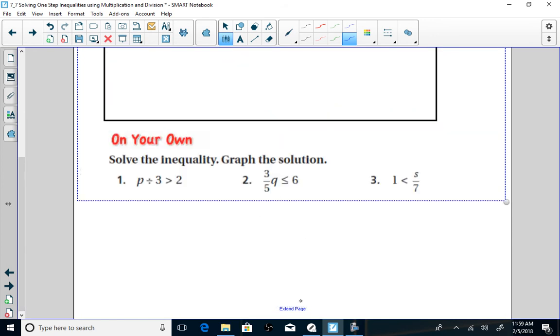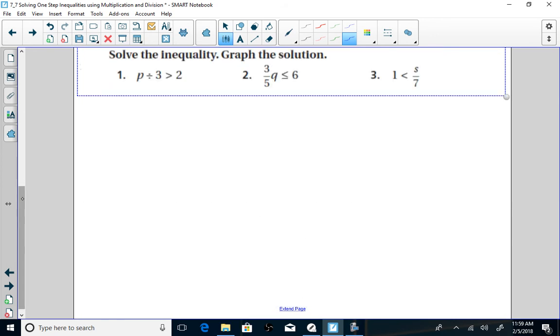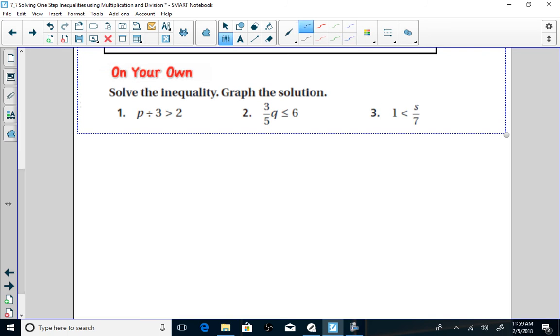All right, let's look at these 3 examples. We'll work on these. Problem number 1, we write it this way. We say a number divided by 3 is greater than 2. I don't like my students using that division sign, so I like for my students to rewrite division problems this way. They recognize division and they use the inverse operation.